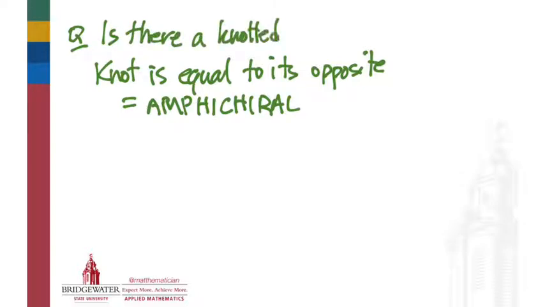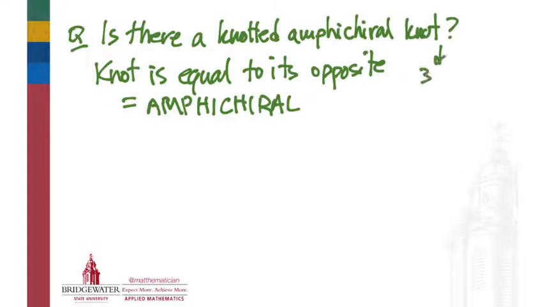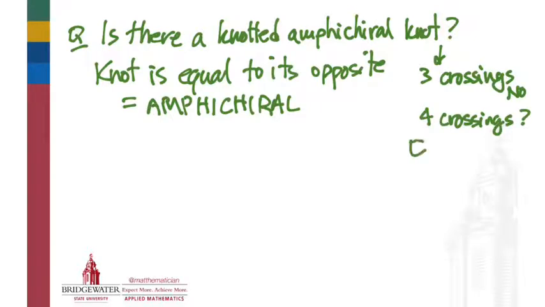And one of the parking lot questions is, does it have to do with whether the number of crossings is even or odd? So with 3 crossings, we decided that the answer was no. 4 crossings? Maybe. So that's our next task, to find out whether or not it's possible with 4 crossings. Does even or odd matter?